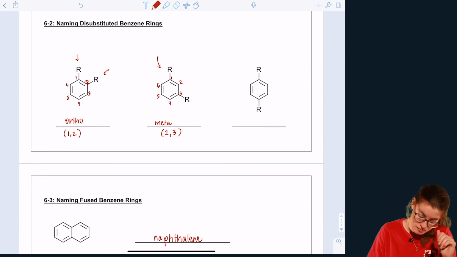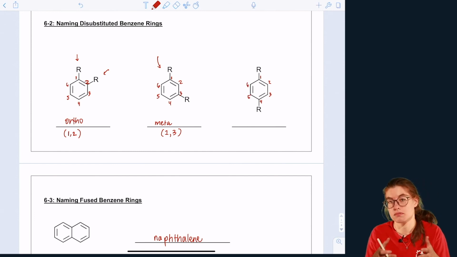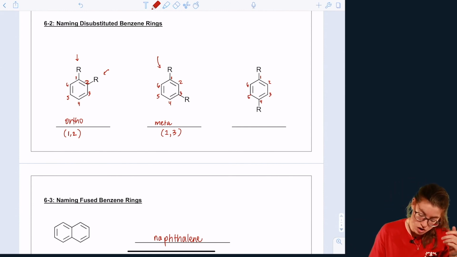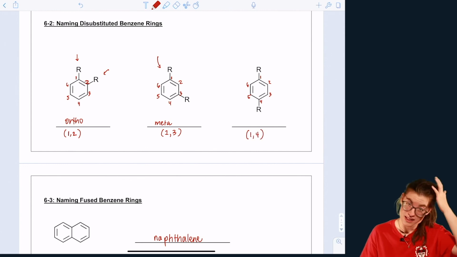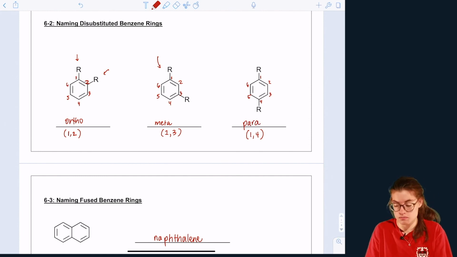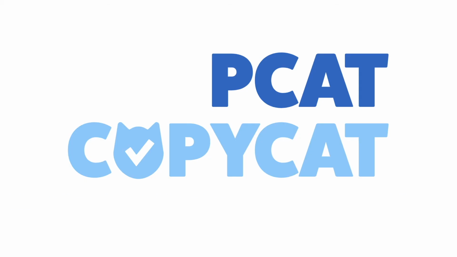Okay. But what if, and the last possibility we have is when there are 2 substituents, oops, that's wrong, 5, 6, and one of them is at position 1 and the other is across the ring, so it would be at position 4. We call 1,4 substitution the relationship para. Okay, so that would be a para-substituted benzene ring.